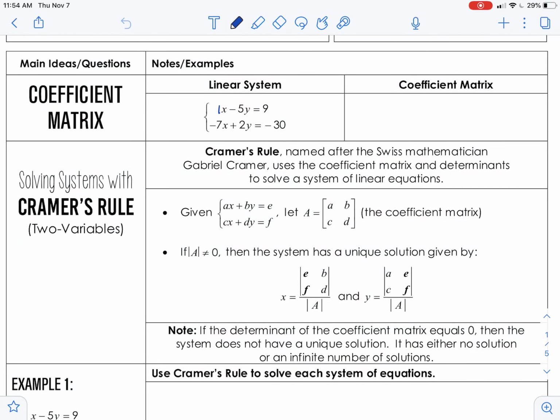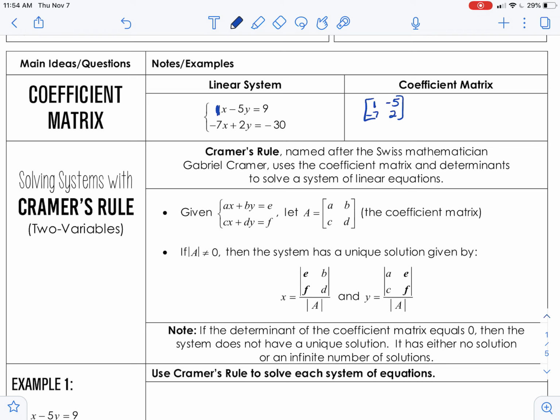So we're going to go on and talk about a couple of different names for matrices that we use. And the first one is our coefficient matrix. And again, if you'll remember, the coefficient is the number out in front. So in this case, the 1, the 5, -7, and 2. So when we do our coefficient matrix, we just write those numbers down. And so we have x, y, and then this would be your x and your y. So that would be your coefficient matrix.